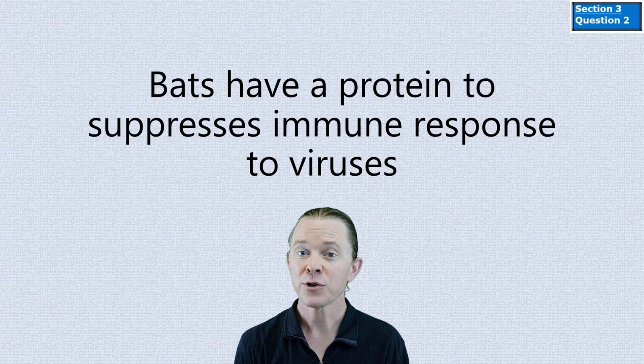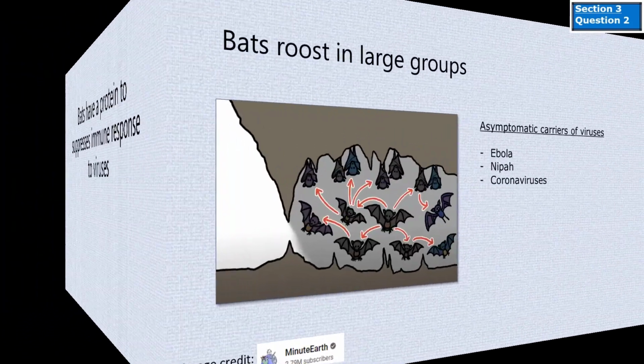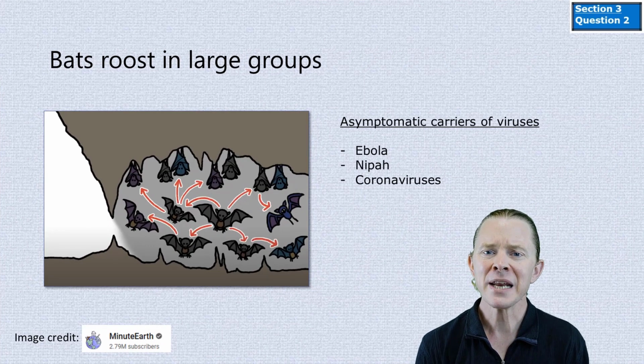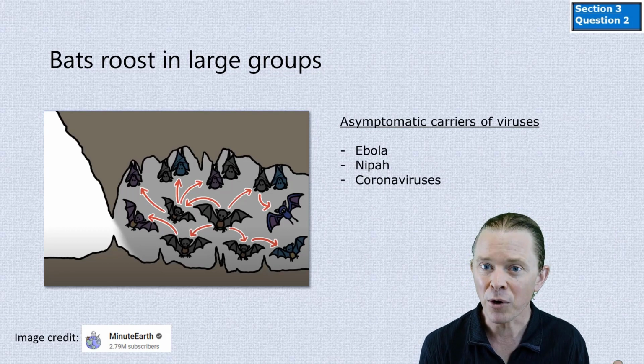Bats have a protein to suppress immune responses to viruses. Bats are reservoirs to many viruses that are dangerous to humans. They can carry Ebola virus, Nipah virus, a variety of coronaviruses, and more.